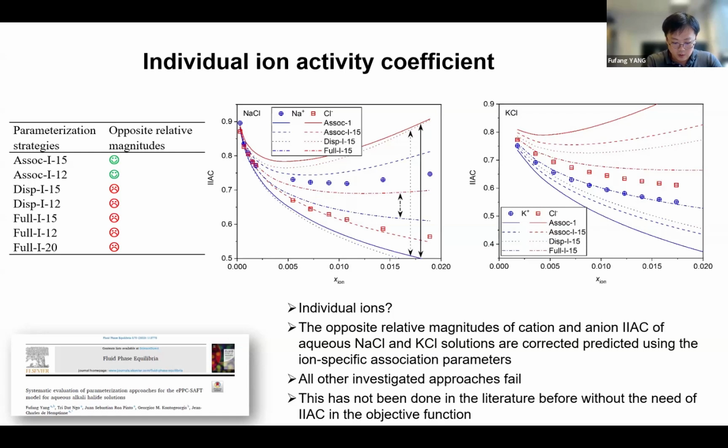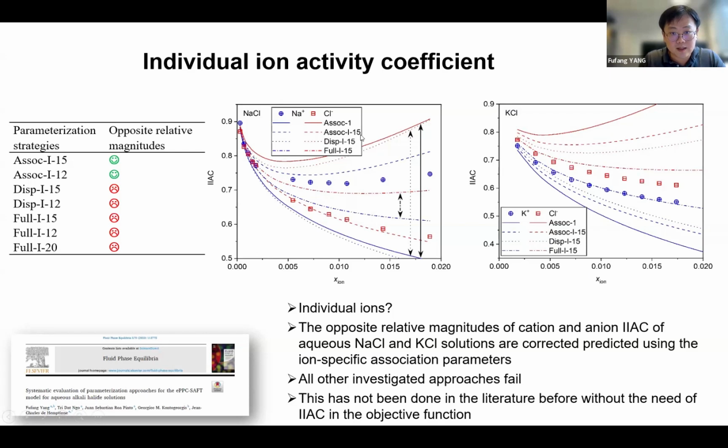And we have an ion-specific parameterization approach. So we assume that the ion-specific parameterization approach accounts for the difference of the individual ions by including the different salts with common ions. In this case, it is the anion chloride. And this worked only for the association, the ion-specific association approach.